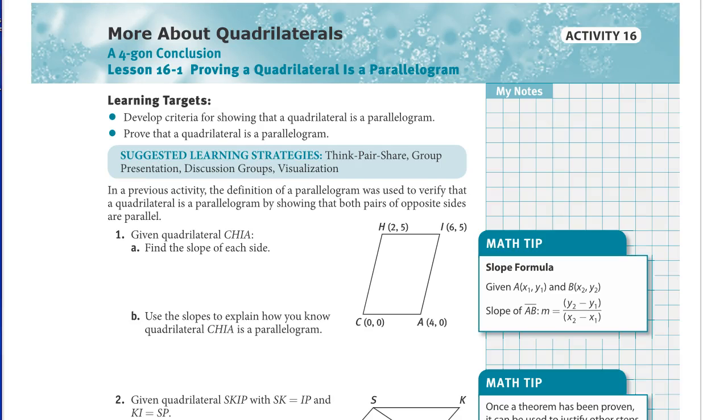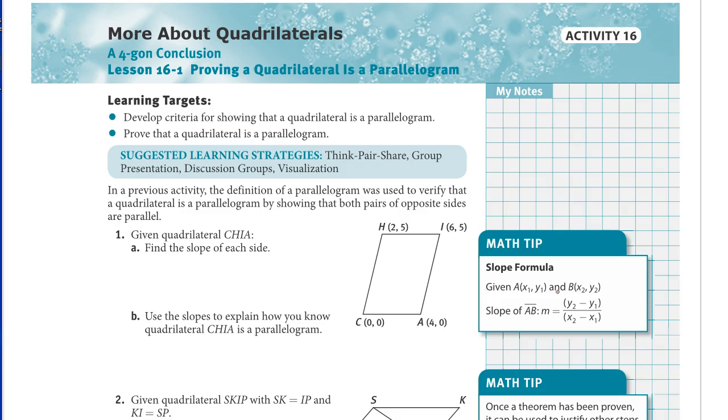This video is for lesson 16-1, proving a quadrilateral is a parallelogram. It's closely connected to our last activity where we looked at different types of quadrilaterals like rectangles, kites, and so on. One of those was a parallelogram. So back in that previous lesson, we looked at the definition of a parallelogram, a four-sided shape that has two pairs of parallel sides. That is, that the opposite sides are parallel.